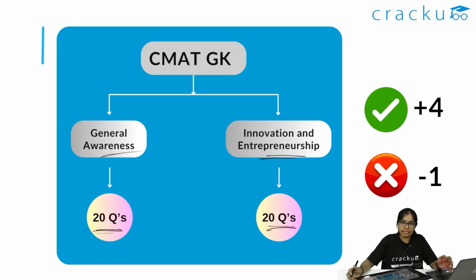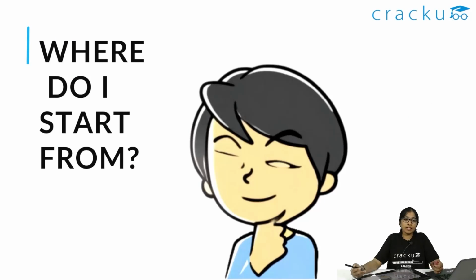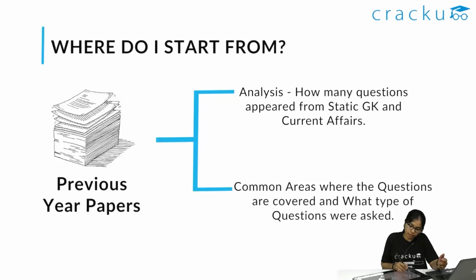And coming to the marking scheme, for every correct answer, you will be awarded plus 4 marks. And for every wrong answer, 1 mark will be deducted. After understanding the format, you might get stuck. Many of us might end up asking, where do I start from? So now let's see what resources we can start with.